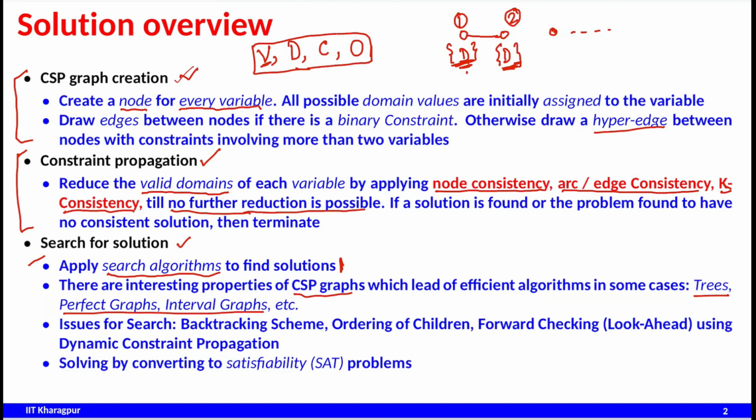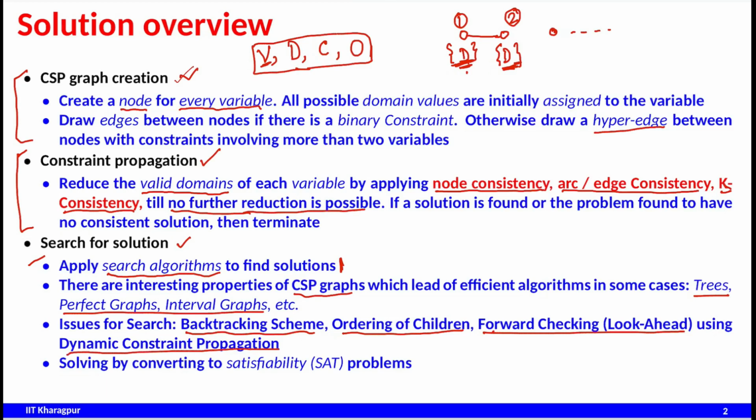So the strategy that we are going to take for general graphs is called the backtracking scheme. When we do backtracking based search, we have to decide a few other things, like in what order we are going to explore the children. We can also do some kind of forward checking or look ahead, so that we can reduce the search space. And this forward checking is like a dynamic constraint propagation.